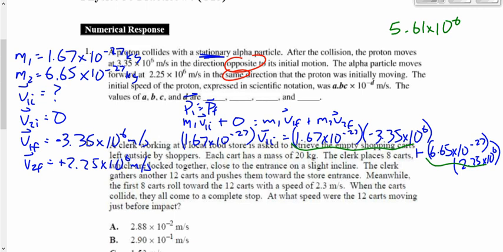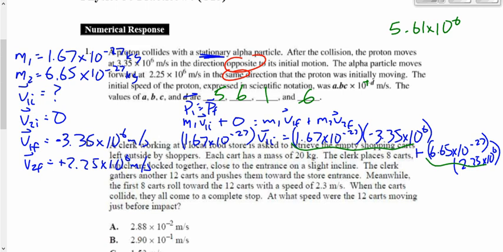How do we express that A, B, C, D? A decimal BC times 10 to the positive D. A, B, C, D, my answer is 5, 6, 1, 6. Make sense? Now, sometimes we see a question expressed a little bit differently.